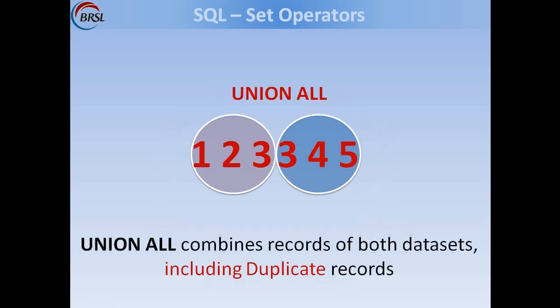First one is union all. Union all combines records of both datasets including duplicate records. So the result of union all contains 6 records. 1, 2, 3, 3, 4, 5. The duplicate record 3 is repeating in the result set because the operation is union all. It includes duplicate records.